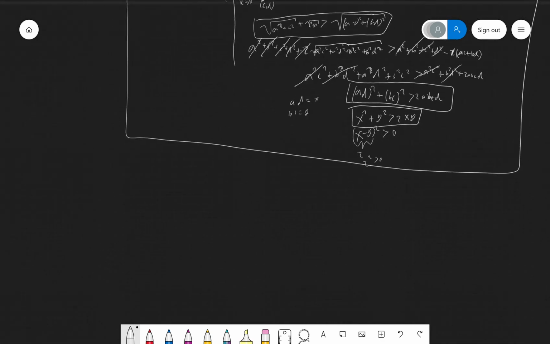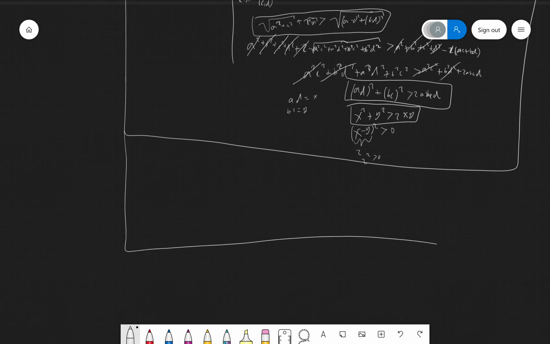AM-GM. Okay, now the next thing I want to talk about is called the mean inequality chain. The mean inequality chain is just saying that AM is greater than or equal, no, forget AM. Sorry, actually remember AM. Remember all the means this time. Instead of just AM and GM, we're going to use all of them. So we're going to say QM is greater than or equal to AM, which is greater than or equal to GM, which is greater than or equal to HM.